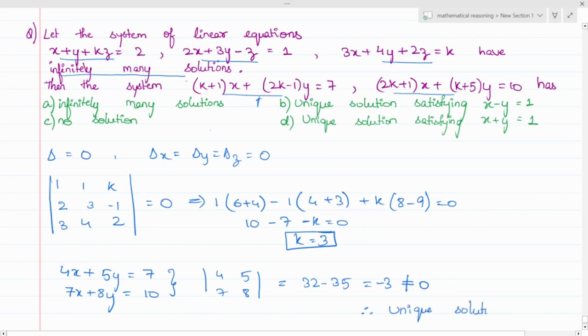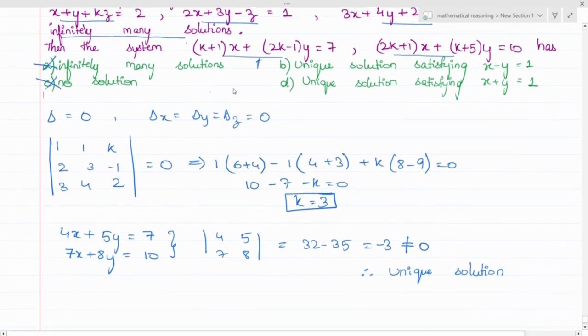Therefore, it can only be a unique solution, right? So according to the options, if you see, both options A and C can't be the answers to this. So only there is a 50-50.